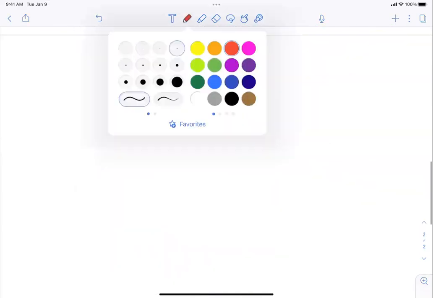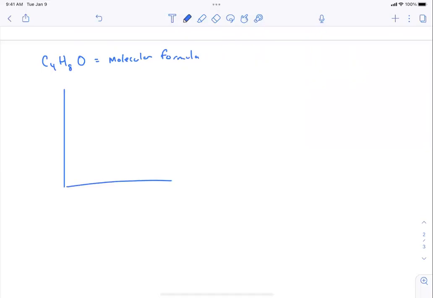And what I see the IB doing is giving you something like C4H8O as your molecular formula. And what they might do is give you a mass spectra like this. They'll have something like 40, 56, 72. Yeah, 72. And they might have something like, let's see.